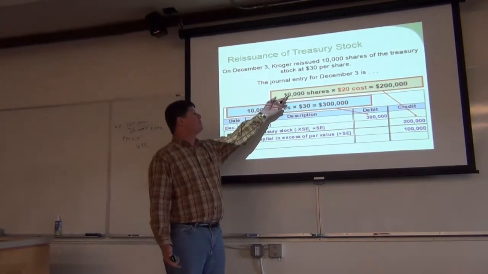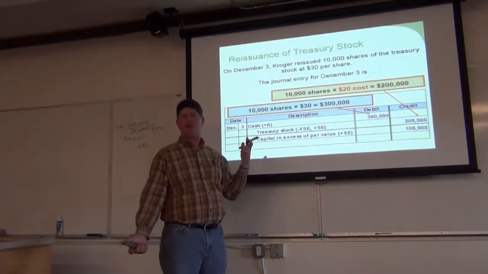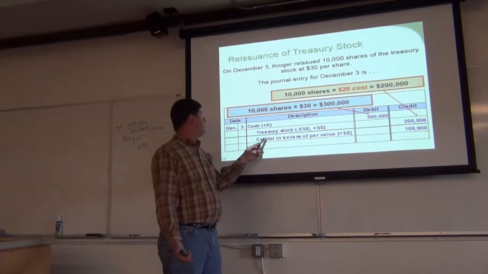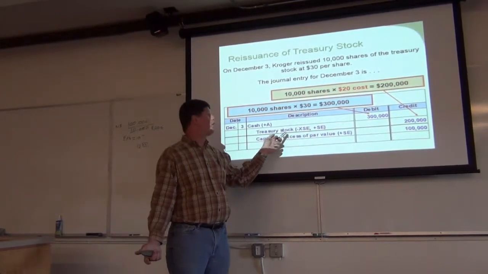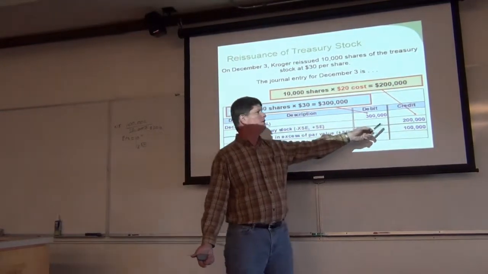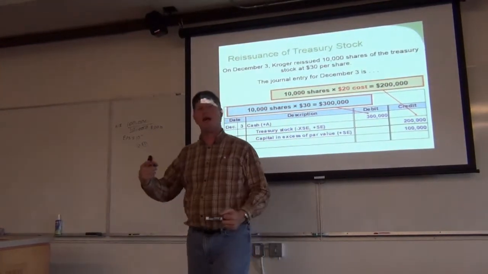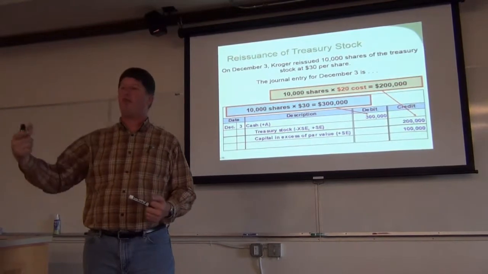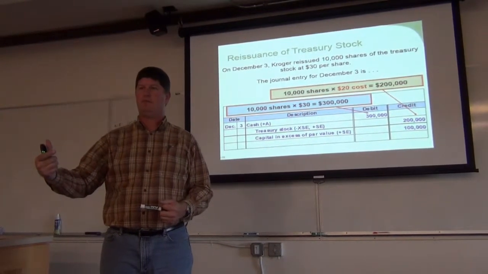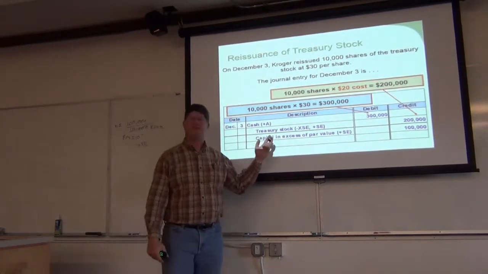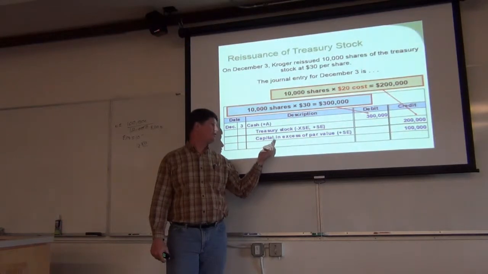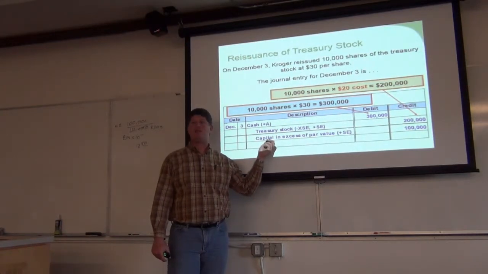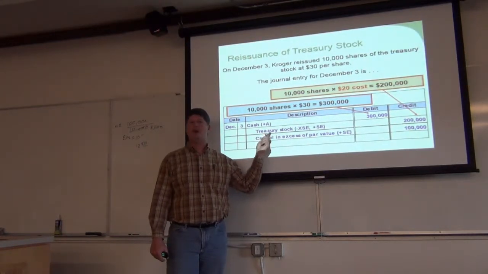When you sell 10,000 shares at $30, you get $300,000 in cash. Treasury stock, what did we pay for those? $20 a piece. 20 times 10,000 is 200. So your treasury stock account goes down by what you paid for them, and the rest goes to capital in excess. Okay?